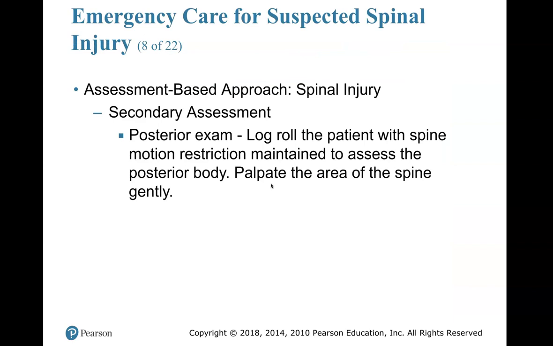All right. Still in your secondary exam, on your posterior, which is the back, log roll the patient with spine motion restriction maintained to assess the posterior body. Palpate the area of the spine gently. We are not log rolling patients unless we have a C-collar in place and someone is at the head that can support the head as we log roll the patient.